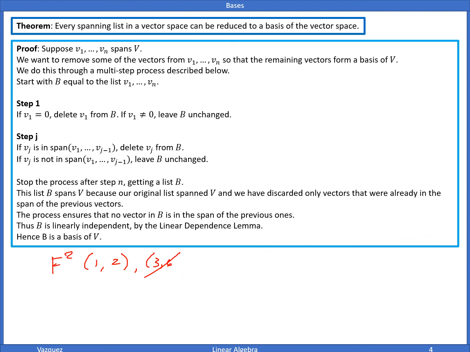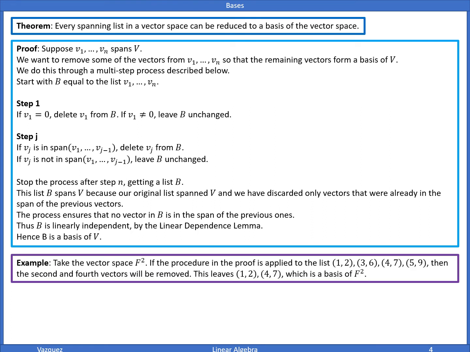There it is. We take the vector space F2. If the procedure in the proof is applied, then the second and fourth vectors will be removed. This leaves (1, 2) and (4, 7), which is a basis of F2. That's an example of this proof, or this theorem, I should say.